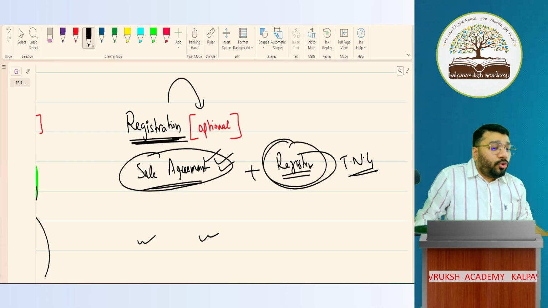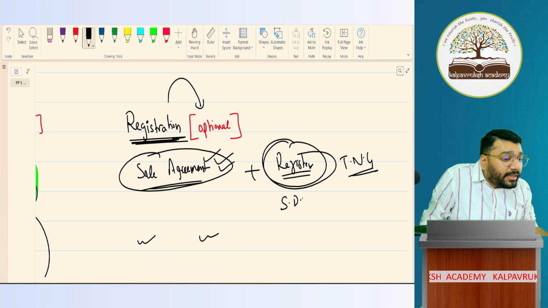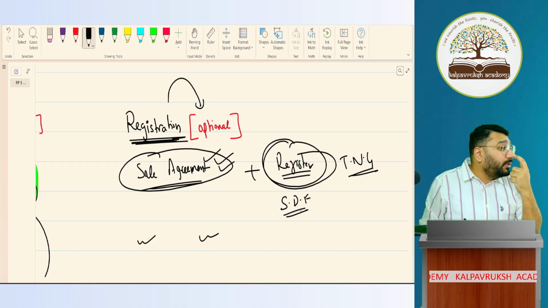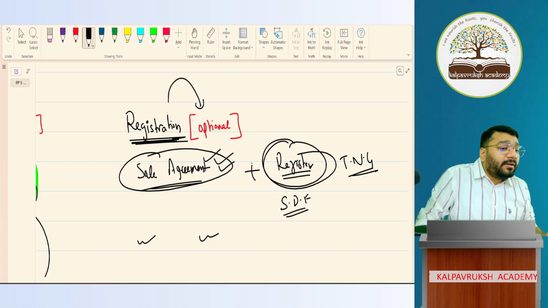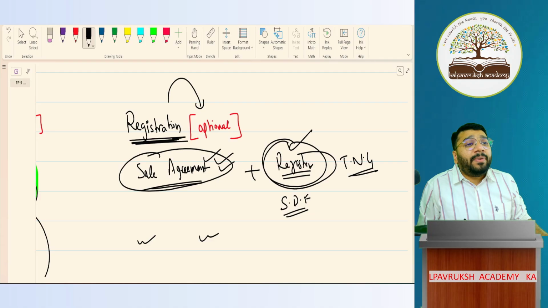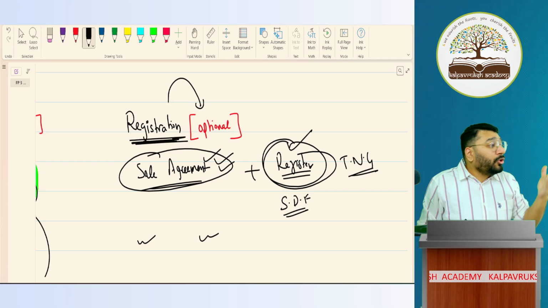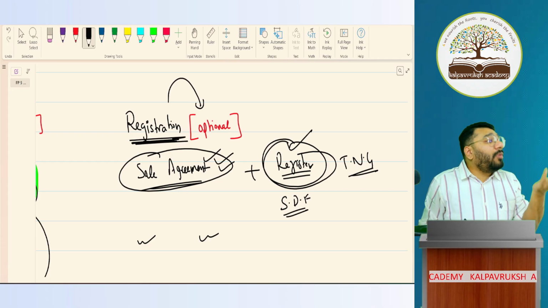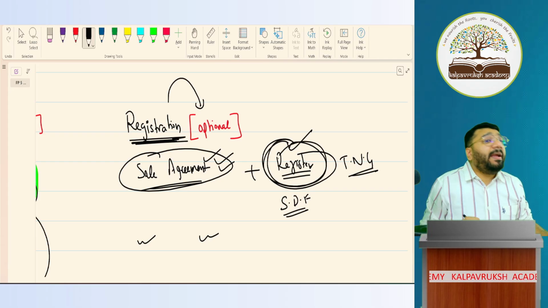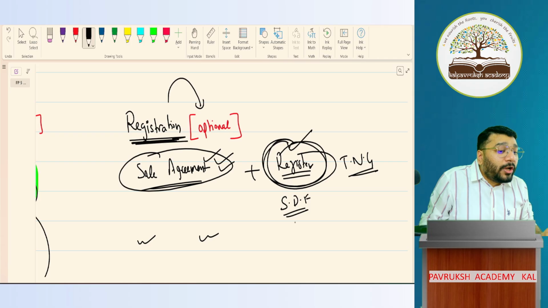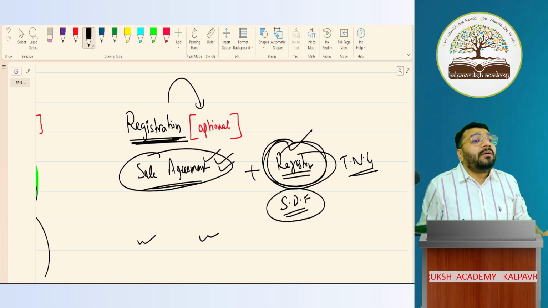And while you do so, you will pay a stamp duty fee to the government for the purpose of registration. Why? Because if you don't register this property with the government, tomorrow a lot of litigation issues and problems will come. To avoid all that and to overcome all that, the registration process is made mandatory. So you have to pay a stamp duty fee to the government.